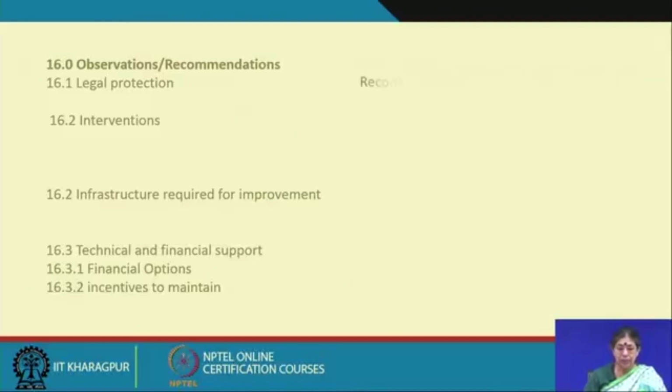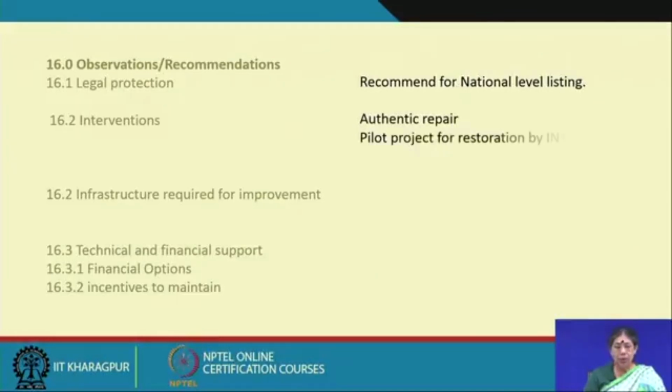So, legal protection, we suggested that it is recommended at the national level, but at the same time we know that ASI is overburdened, it cannot do that. Otherwise, we also say that some authentic repair is required, and it can be taken as a pilot project for the restoration by the INTACH local chapter or Delhi chapter, so that it can also show others and train them in that process as a part of capacity building. So, it can play as a pathfinder, organizing training on site and training the people there. And what are the maintenance guidelines?